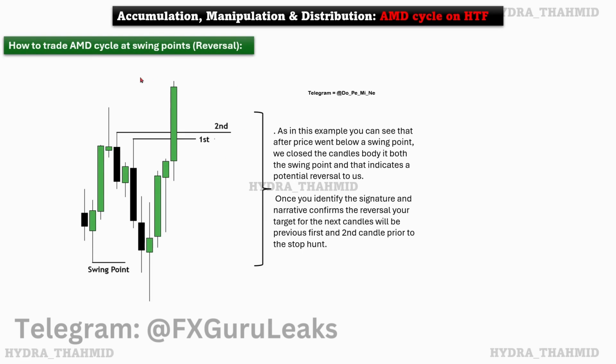Before I do that, suppose this is a daily chart, daily swing point. Price went below, closed the candle's body above the swing point, and it left a signature like this. How many days of bias are you getting here? Suppose you also waited for this candle to close. You are getting a bias for this, this, and this kind of.